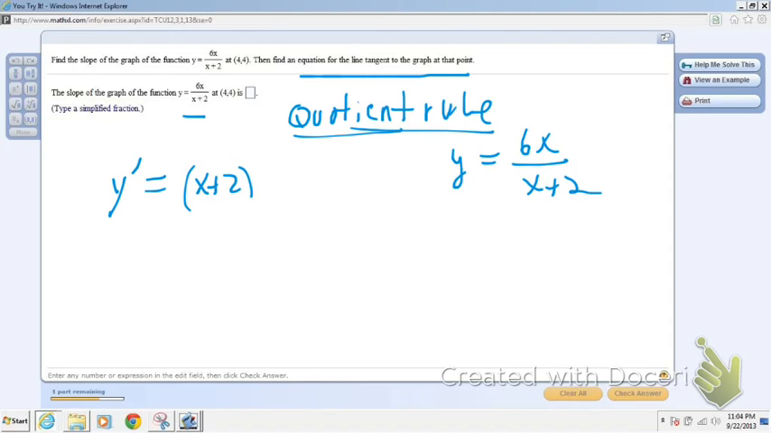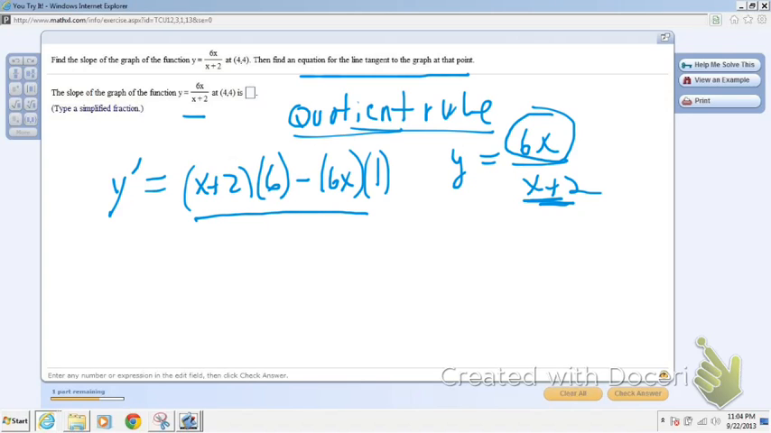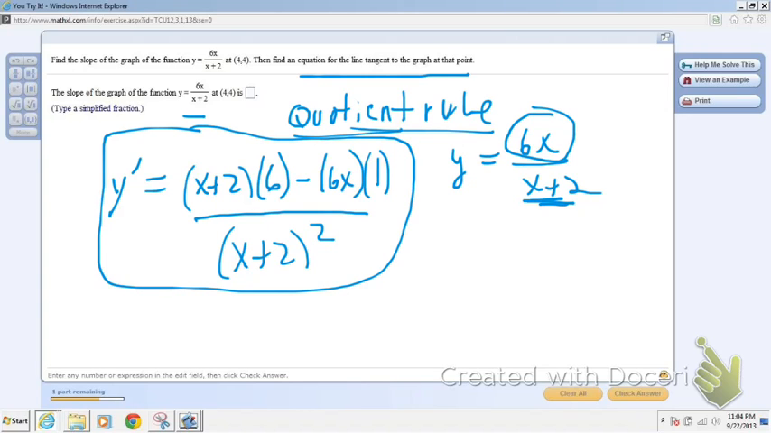Okay, so bottom function times the derivative of the top function, which is 6, minus top function times the derivative of the bottom function. What's the derivative of the bottom function? 1 all over bottom squared. Okay, so that's finding the derivative using the quotient rule.